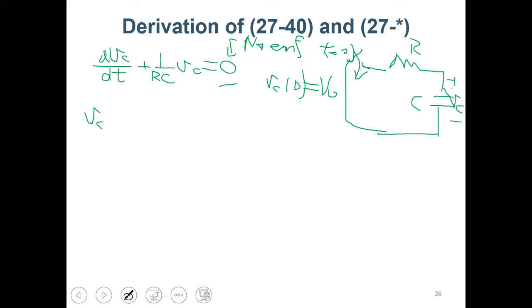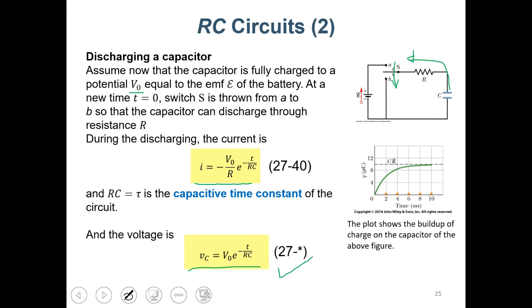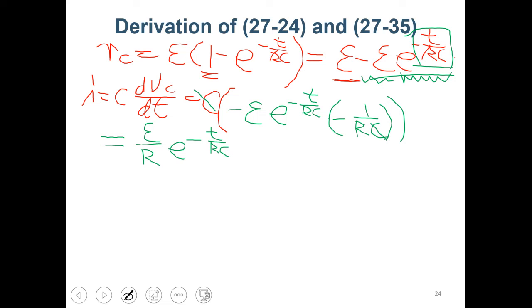So in this case, Vc is nothing but the homogeneous solution. So it will be A times e to the minus t over RC power. And we substitute t to be 0, so A, and then the initial condition is V0. So A is V0. In this case, Vc(t) should be V0 times exponential to minus t over RC power. So we can derive this one.